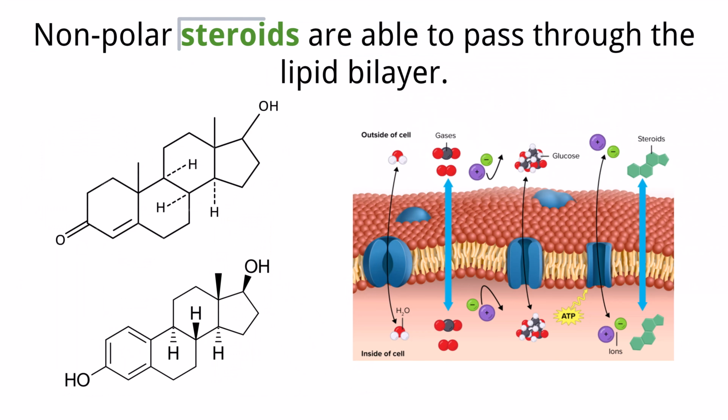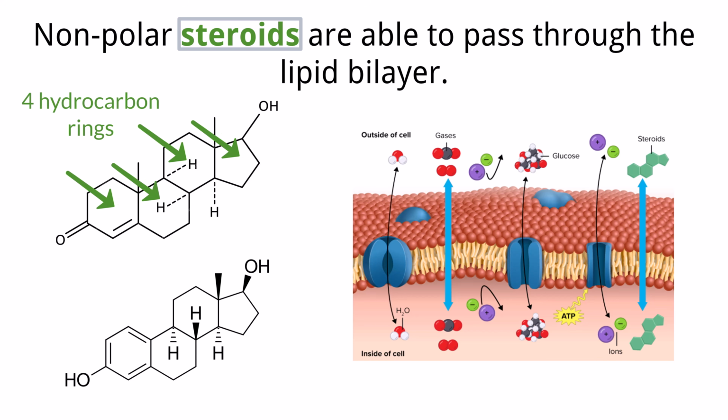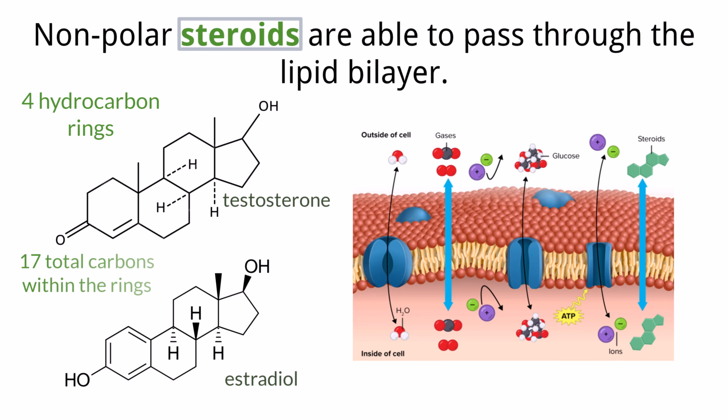Steroids are lipid molecules that have a unique structure which differ greatly from the usual fatty acid chain lipids we are used to seeing. The telltale sign that you are looking at a steroid molecule is that you see 4 carbon-based rings that are fused together, which consist of 3 cyclohexane rings and 1 cyclopentane ring. You can see examples here with testosterone and estradiol. Steroids have 17 total carbon atoms within their ring structures, and can have additional carbons branching off the rings as well.